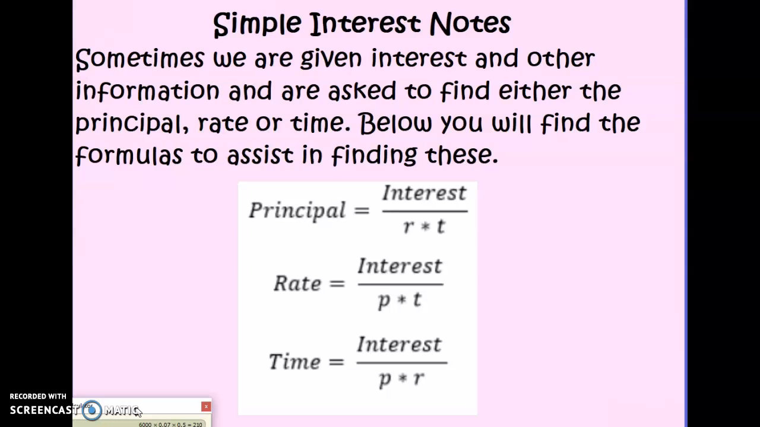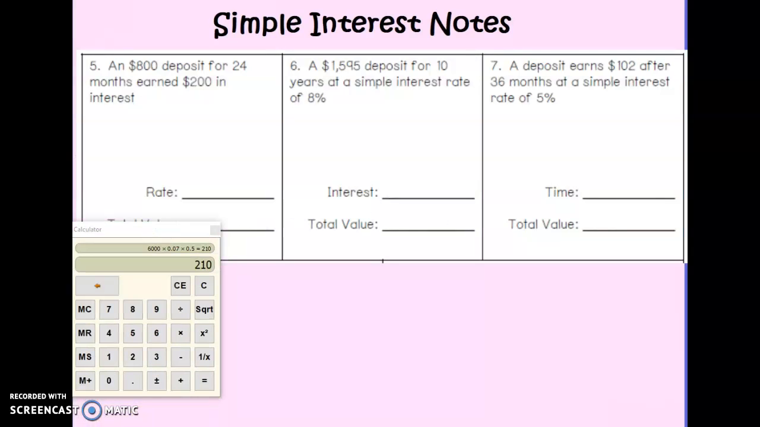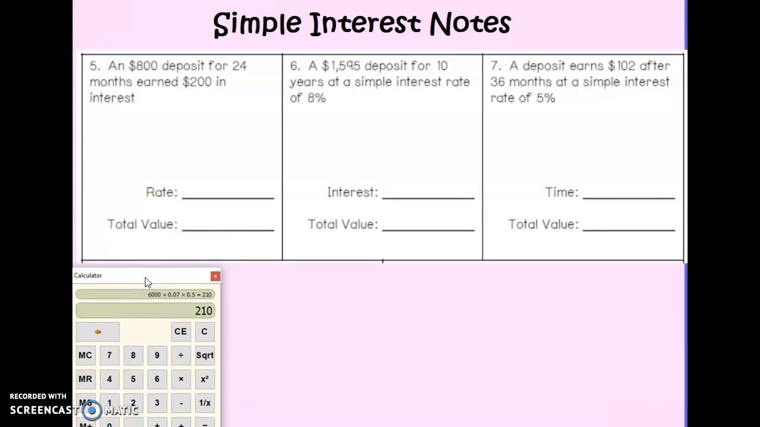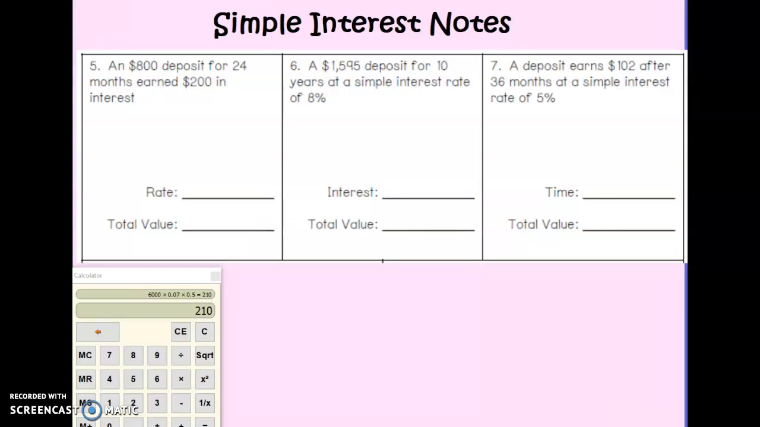Okay, so going forward. Alright, so here's one problem. We have an $800 deposit for 24 months, earned $200 in interest. So I'm trying to find my interest rate. We just said in order to find the interest rate, we're going to do our interest amount divided by principal times our time. So interest divided by principal times T. Okay, so we just plug our numbers in.